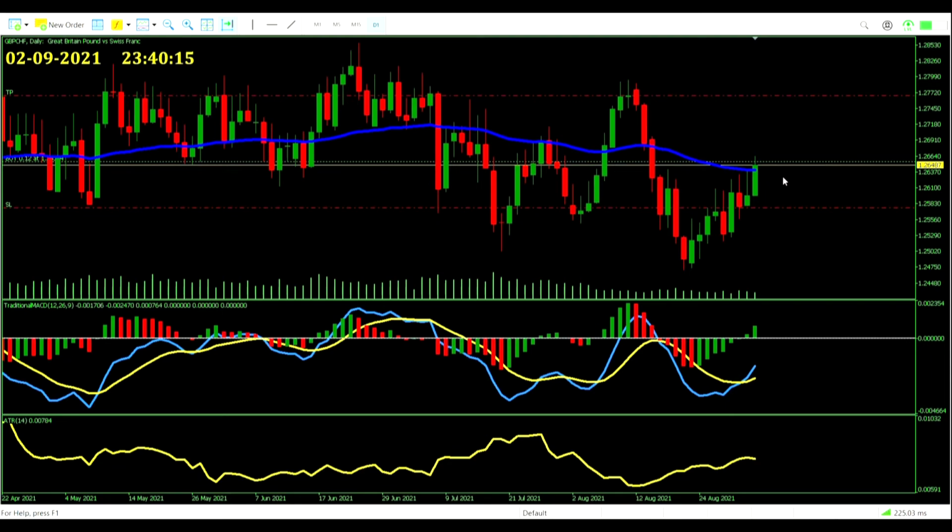There we go then, and that is our trade: 1 times ATR to the stop loss, 1.5 to the take profit. Let's hope we can get another winner. We'll check back in on this trade and for any more entries tomorrow.